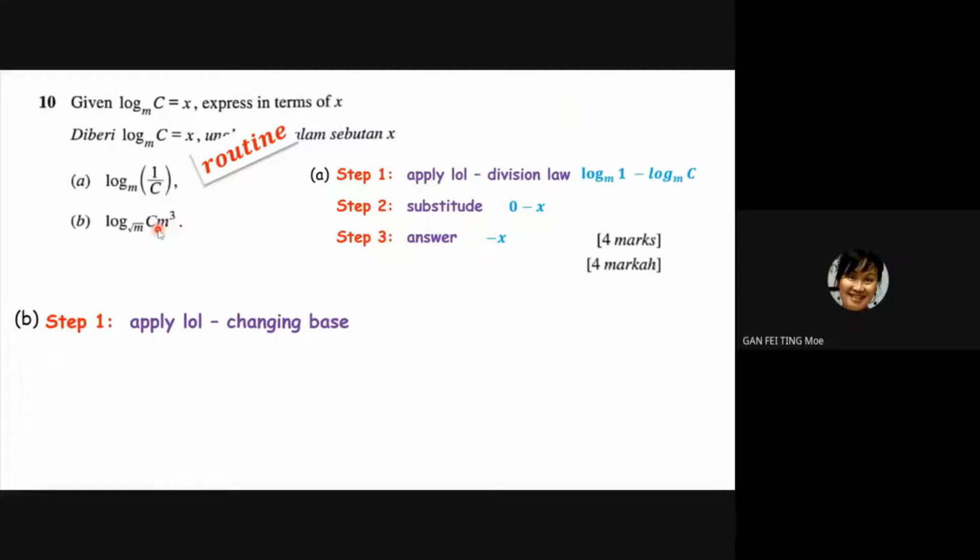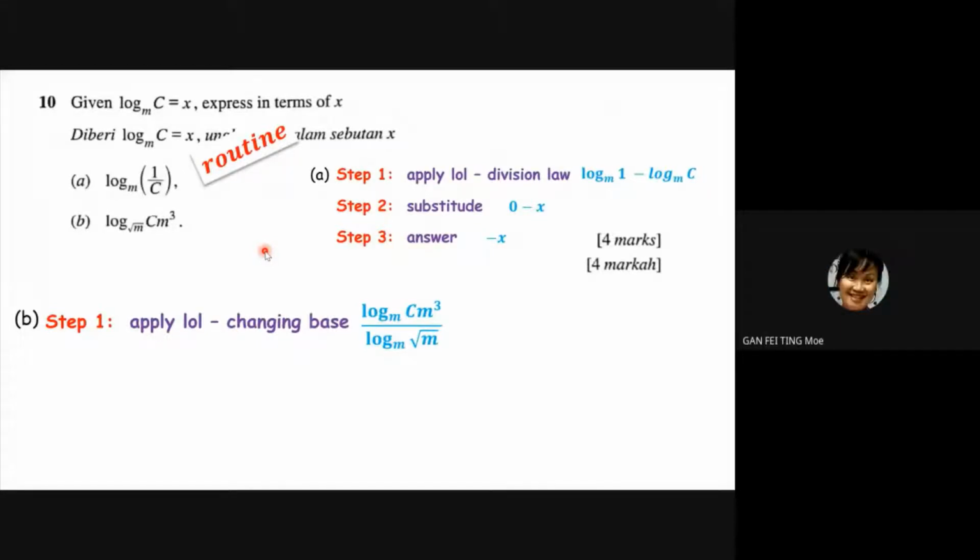For you to change this one to changing base. See what you have. Okay, count down. 5, 4, 3, 2, 1. Okay, so you should get this. Do you get this? Yes or no?